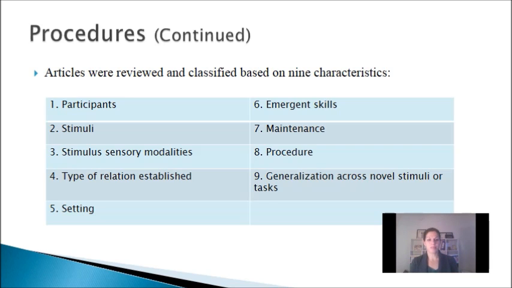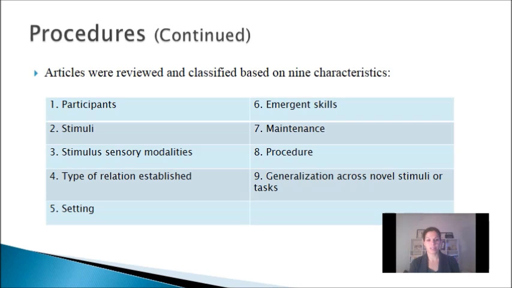It also looked at types of relations established. So it looked at if the relations established were sameness based on equivalence, opposition, or more than or less than. Another characteristic was emergent skills. So what sort of practical skills might be established? Which untrained skills emerged during the procedure?